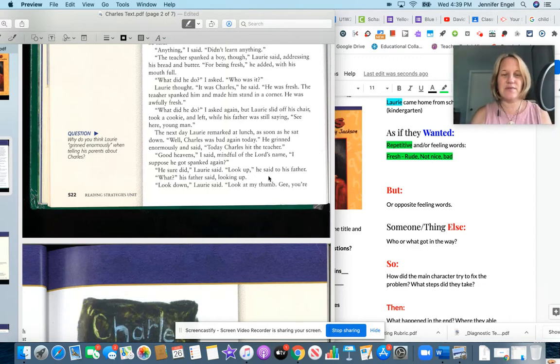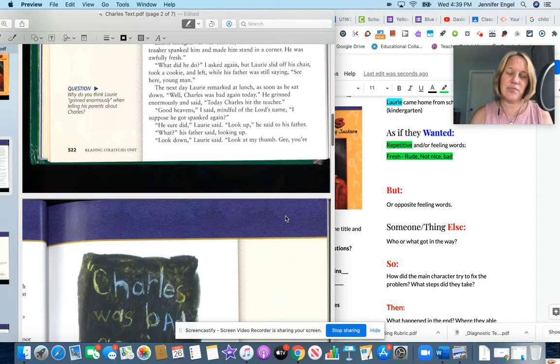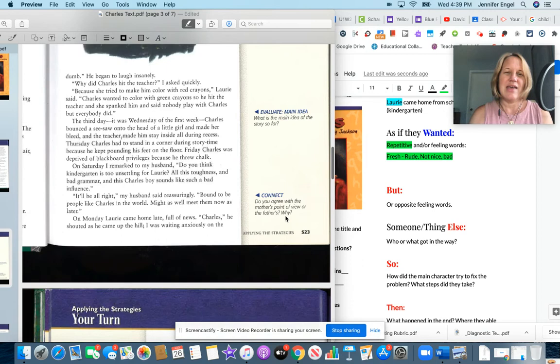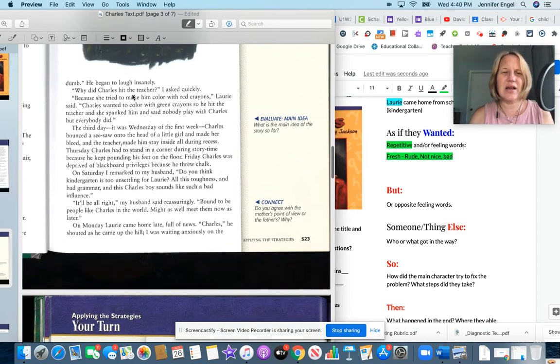"Look up," he said to his father. "What?" His father said, looking up. "Look down," Lori said. "Look at my thumb. Gee, you're dumb." He began to laugh insanely. "Why did Charles hit the teacher?" I asked quickly. "'Cause she tried to make him color with red crayons," Lori said. "Charles wanted to color with green crayons, so he hit the teacher, and she spanked him and said nobody play with Charles. But, look at that, but everybody did."